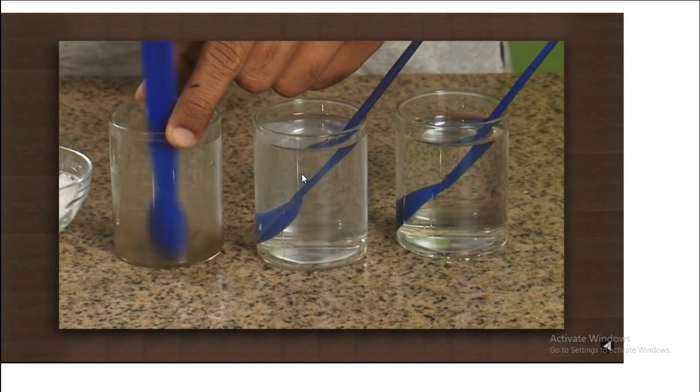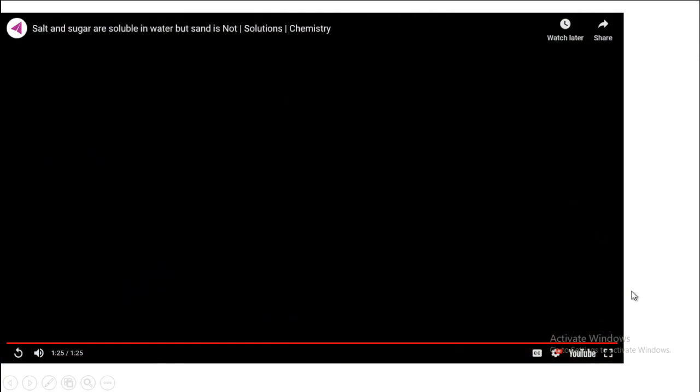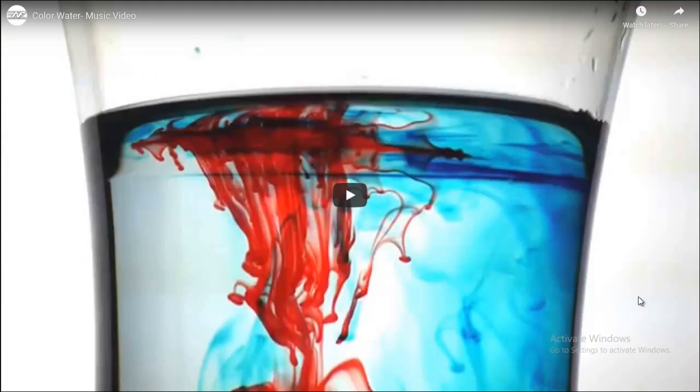Now observe the beakers. The sugar and salt can no longer be seen because they have dissolved in water. The sand is seen settling down, showing that it does not dissolve in water. Try this activity with tea and coffee. Do they dissolve in water? What do you think? Tea and coffee? Yes, they dissolve. They give a certain color to the water. And they mix completely.